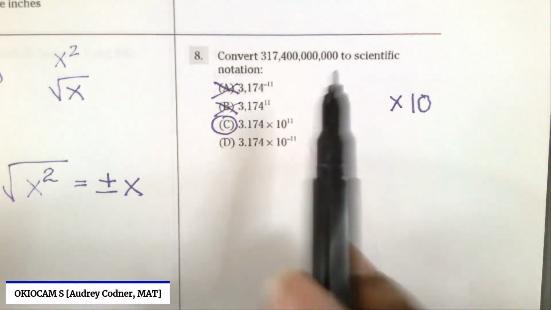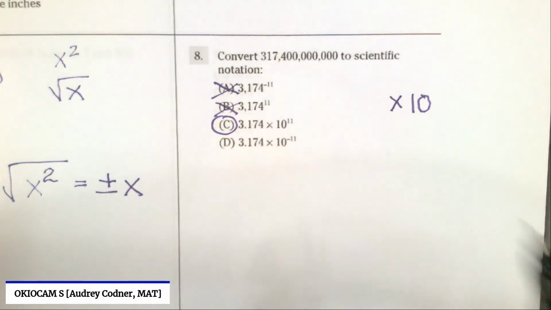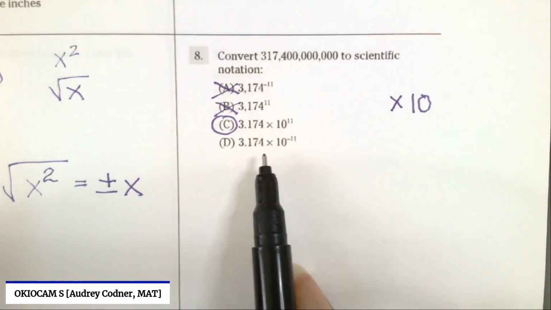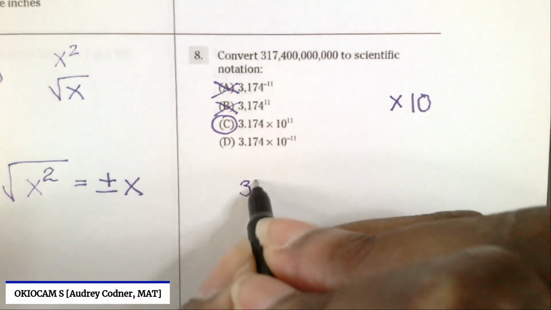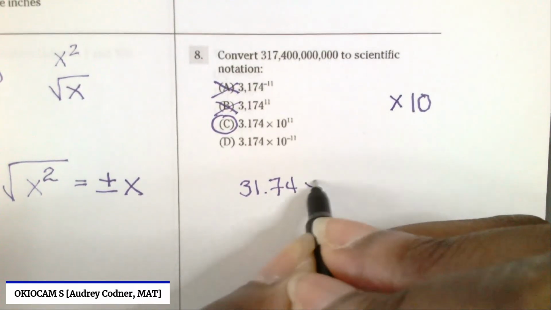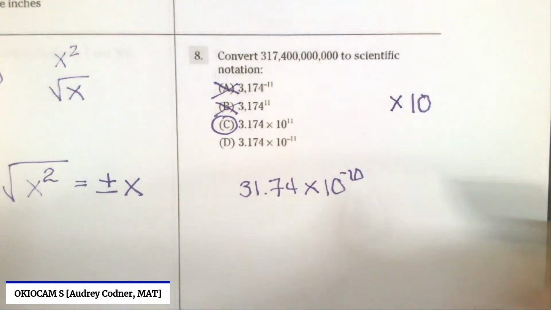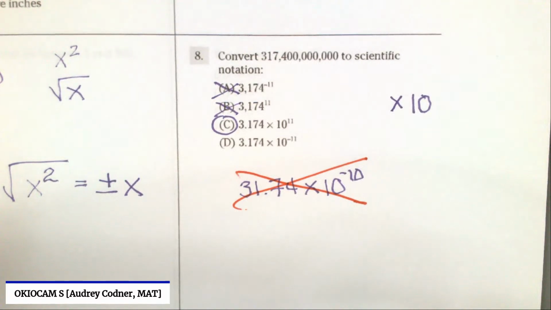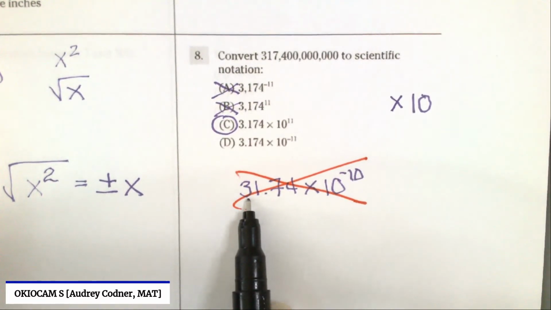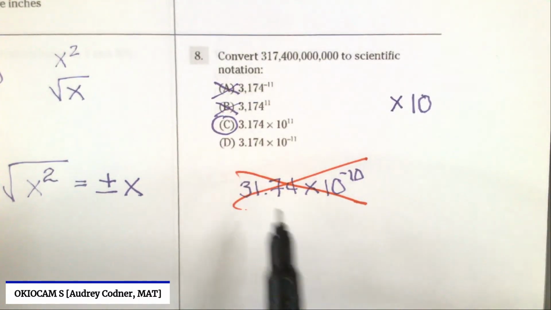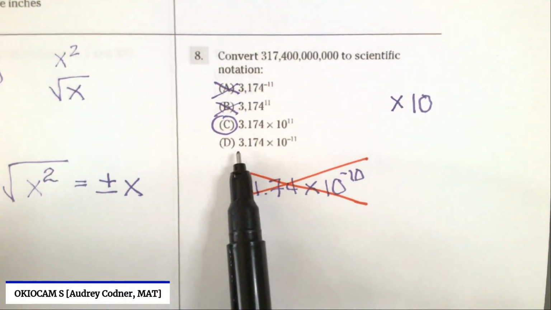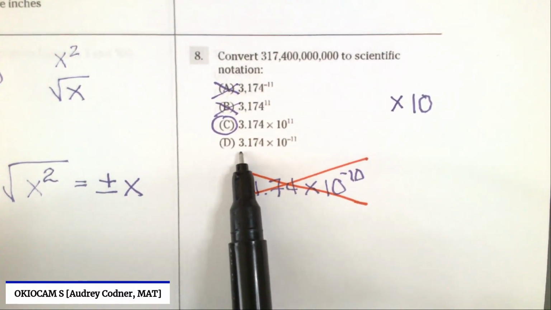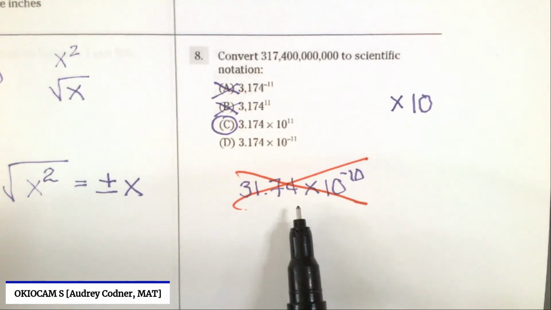We're trying to get our leading number to be a single digit. So if you ever see something like 31.74 times 10 to the negative 10, that's wrong. We cannot have more than one digit outside that decimal point. If it's bigger than that, that's another way you can do process elimination.